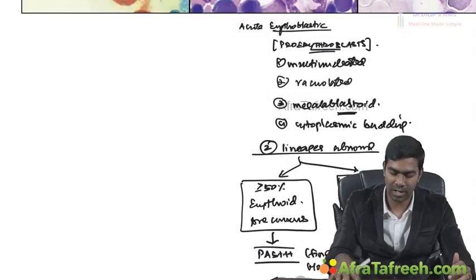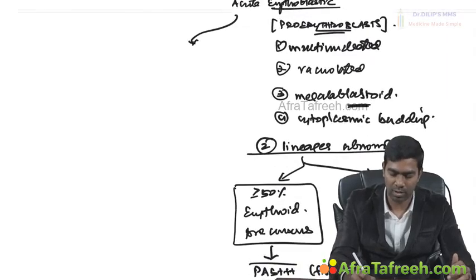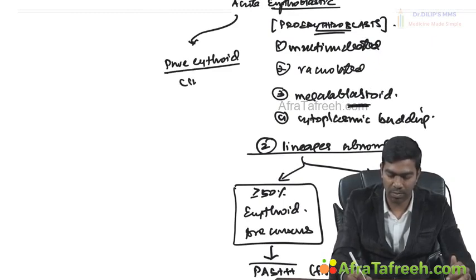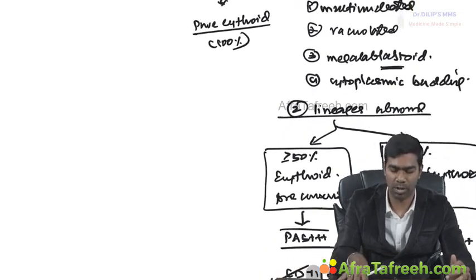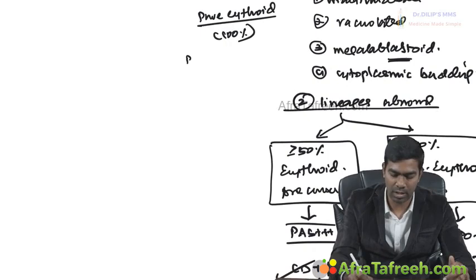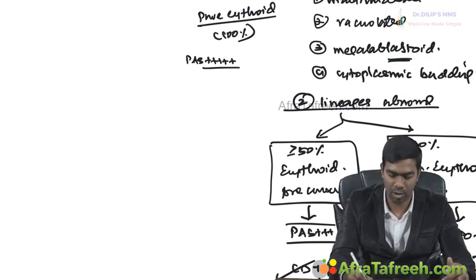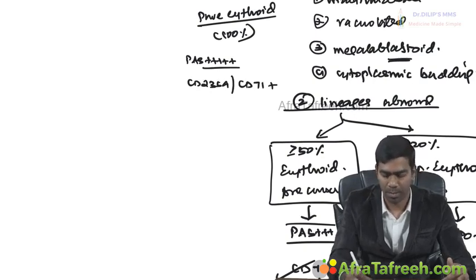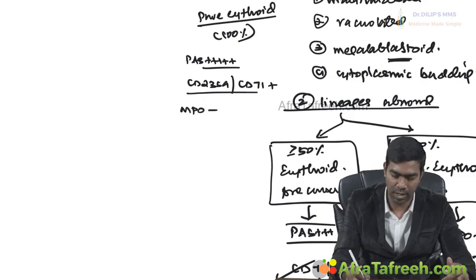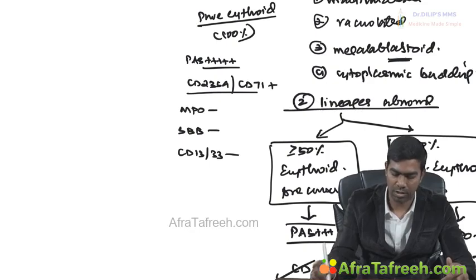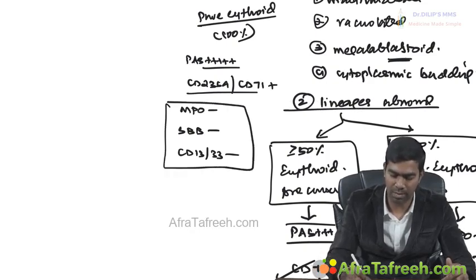But there's another variant of acute erythroblastic leukemia that is called pure erythroid leukemia. Pure erythroid means 100% of blasts will be erythroid precursors and pro-erythroblasts only. So in this condition, there will be strong, the highest PAS positivity, in fine blocks, and the patient will be CD235A and CD71 positive. But remember, they will typically be MPO negative and Sudan black negative, and also negative for CD13 and CD33. This is very important because it's a pure erythroid without any mixing with the myeloid component.